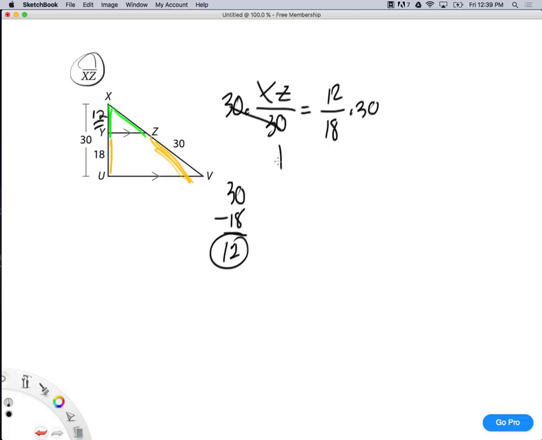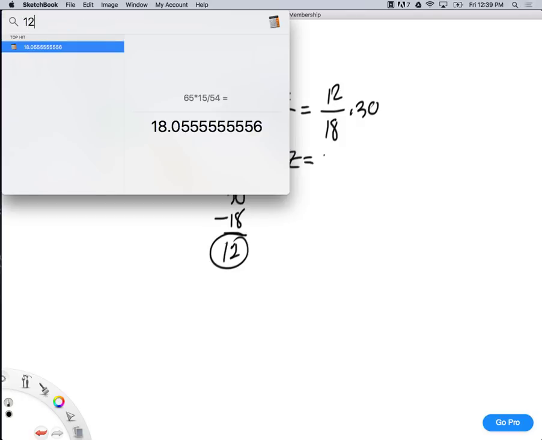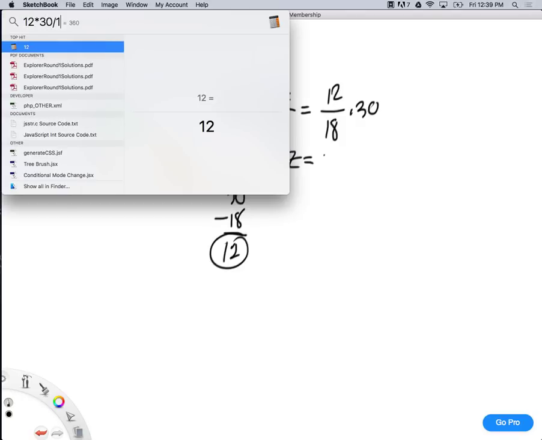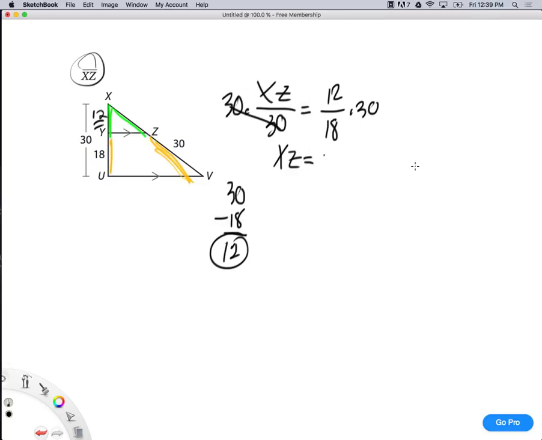600. 72? That's what I said. No, it's like 12. No, 20. Sorry. 20. Oh, it happens. Okay, x equals 20.